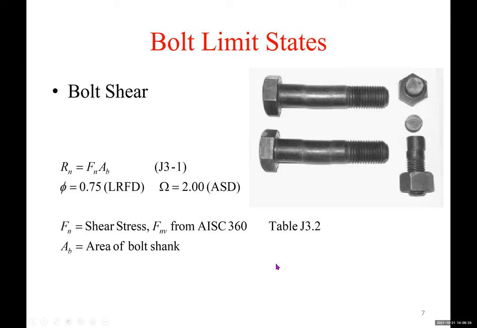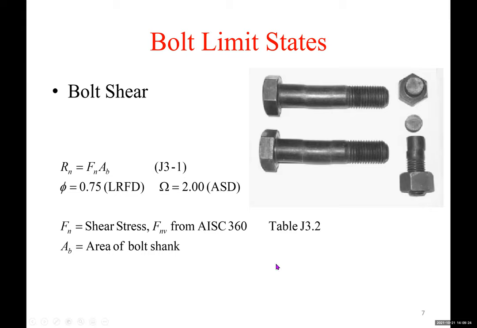Now we have to be careful here. If we are using LRFD, then we have to use the factored load combinations. If we are using ASD, then we have to use the ASD load combinations, which are typically the unfactored load combinations. So Table J3.2 in the specifications gives the nominal strength of fasteners and threaded parts.